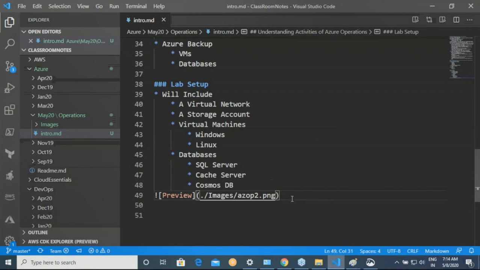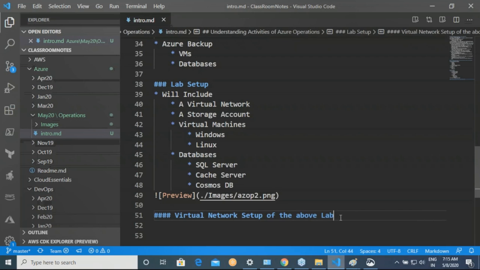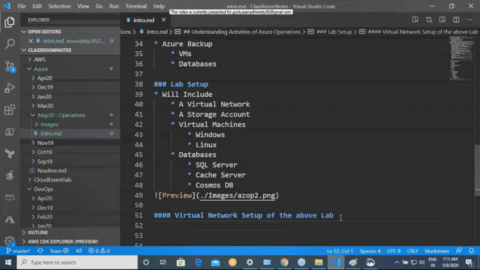Okay, right. So now today what we will do is let us get started with the virtual network setup of the above lab. So if you have a system, you can follow along with me. If you don't have a system, that's also fine. Go watch this recording and do the virtual network setup.